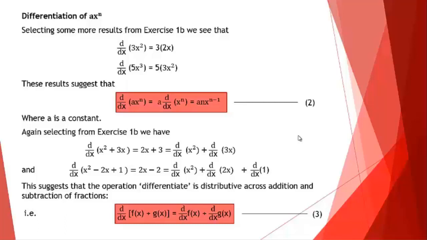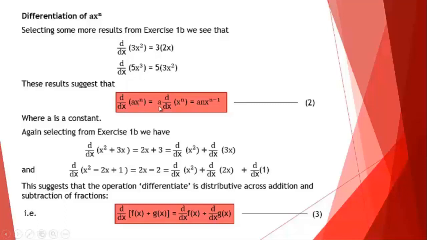So these results suggest that derivative of ax to the power n with respect to x gives us a times derivative of x to the power n with respect to x, which equals a n x to the power n take away 1. So if you look at this expression, a is a constant like 3 and 5, and x to the power n is the term which has power.